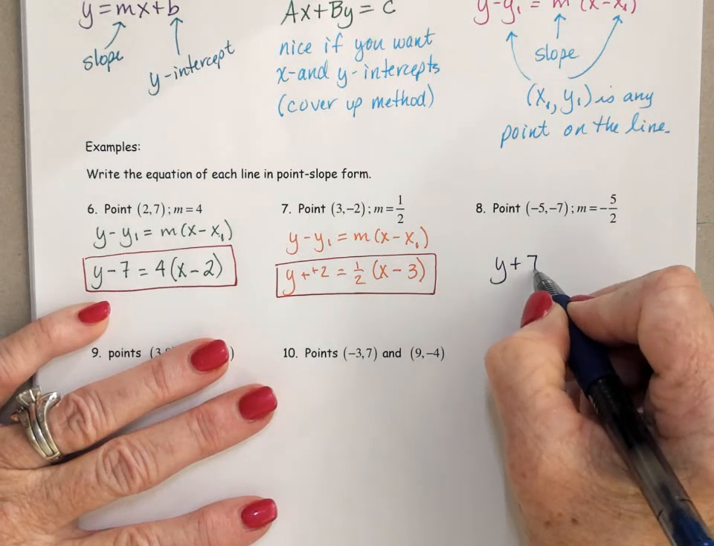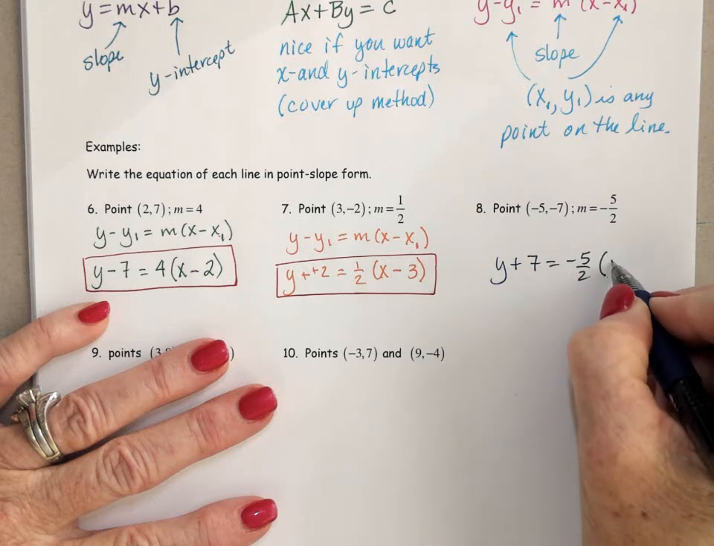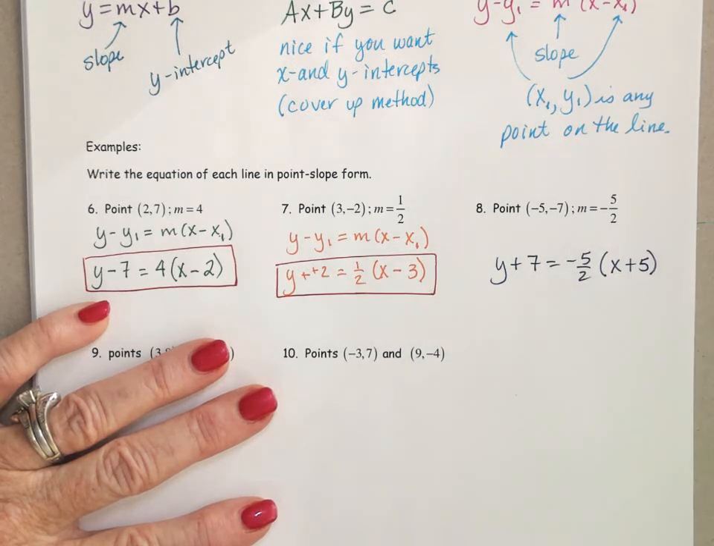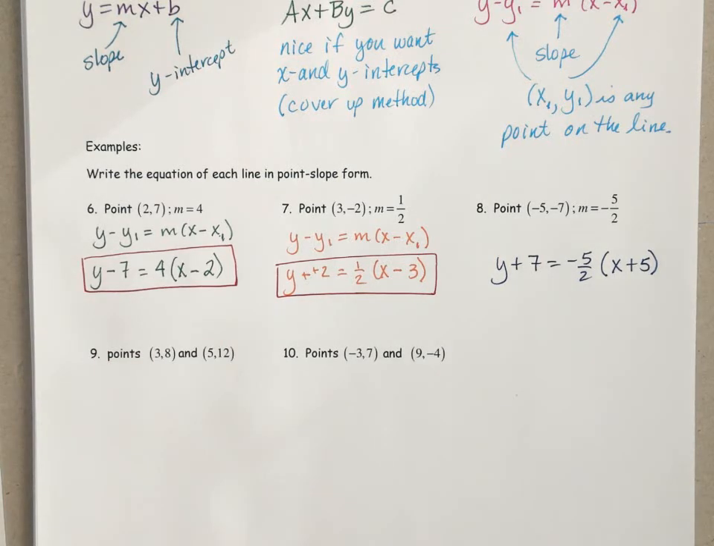I got y plus 7 is negative 5/2 times x plus 5. Hopefully you ended up with the same thing. If you did not end up with the same thing, then you're going to have to ask one of your teachers at the next day of class.